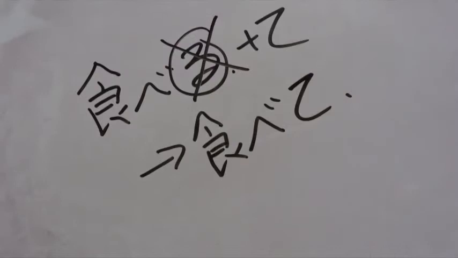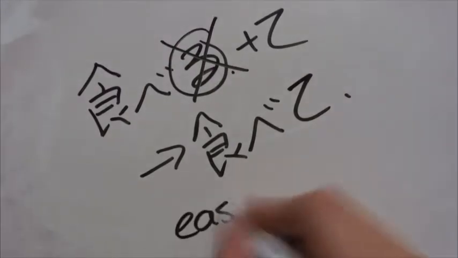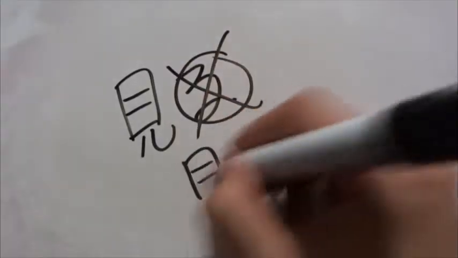In order to conjugate te forms for ru verbs, however, this is a much simpler task. Because ru verbs don't conjugate like u verbs, the rule is simple. We drop the final ru and add the te, so taberu turns into tabete. Easy peasy. Again for miru, we drop the final ru and add the te, so miru becomes mite.